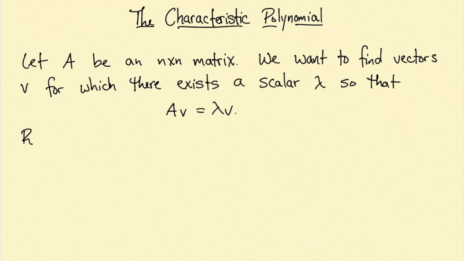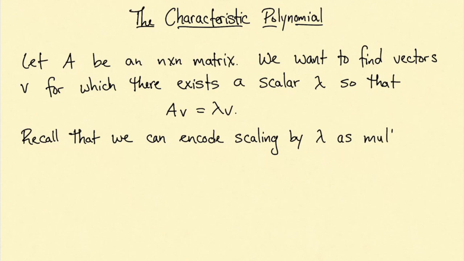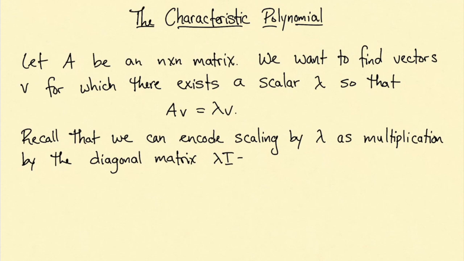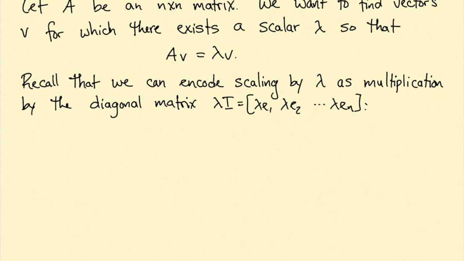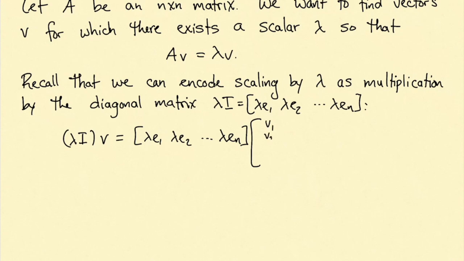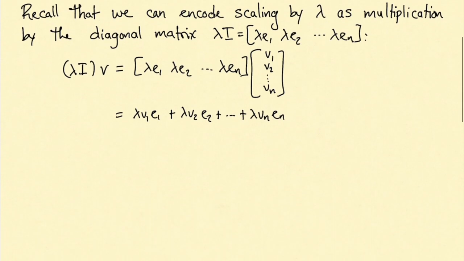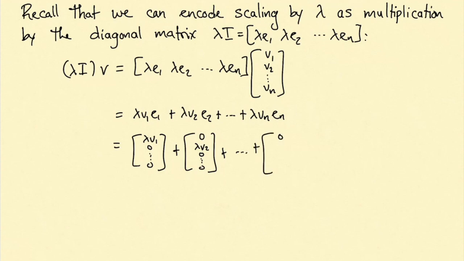v. So we recall from last time that we can think about scaling by a scalar lambda as multiplication by a diagonal matrix with lambda along the diagonal. Explicitly, we see if we multiply the vector v by lambda times I, then we get a linear combination: lambda v1 e1 plus lambda v2 e2 plus etc. plus lambda vn en.